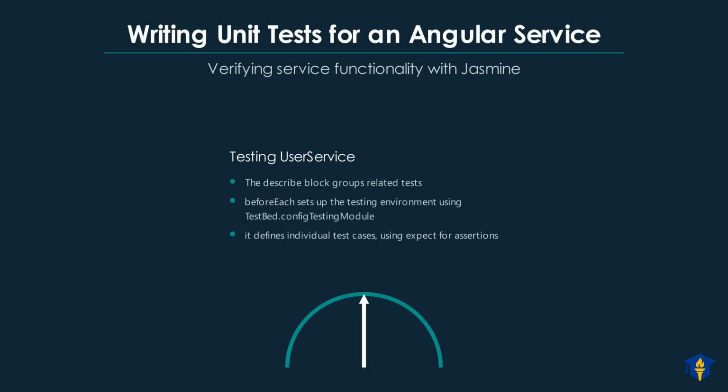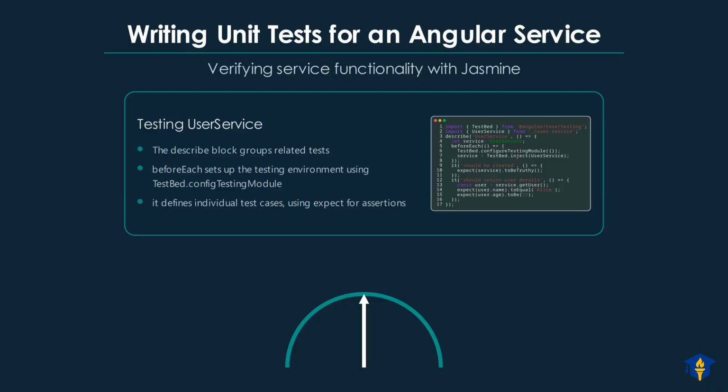Now, let us look at how to test our user service effectively using Jasmine. The describe block groups related tests, beforeEach sets up the environment, and it defines individual test cases. This test code imports TestBed and the UserService, then defines a describe block for testing.